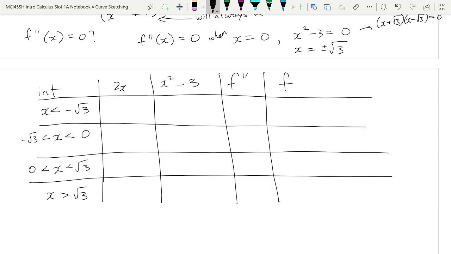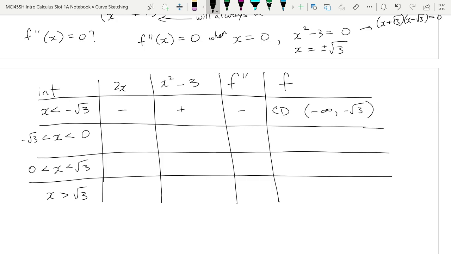So let's see. Pick a number smaller than negative root 3. How about negative 2? That would make this negative. It would make this positive, which would make the second derivative of the curve negative, which means that we are concave down from negative infinity to negative root 3.